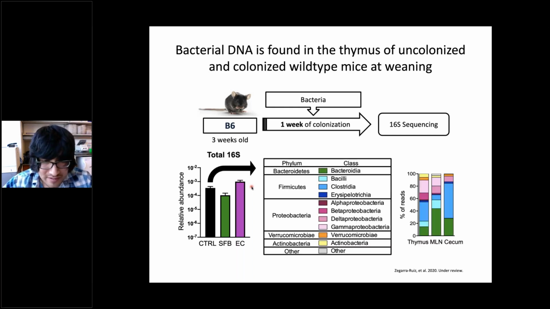So we collected the thymus of these untouched, untreated mice, and we performed 16S sequencing to see what bacteria were getting there. And interestingly, we found that in the thymus of untreated mice, so basically control B6 wild-type mice, we find a plethora of bacteria getting into the thymus. And the composition of these bacteria resembles nicely the one found in the cecum or in the MLN of these mice, mirroring the bacterial DNA composition we see in the intestine to the one we see getting into the thymus.